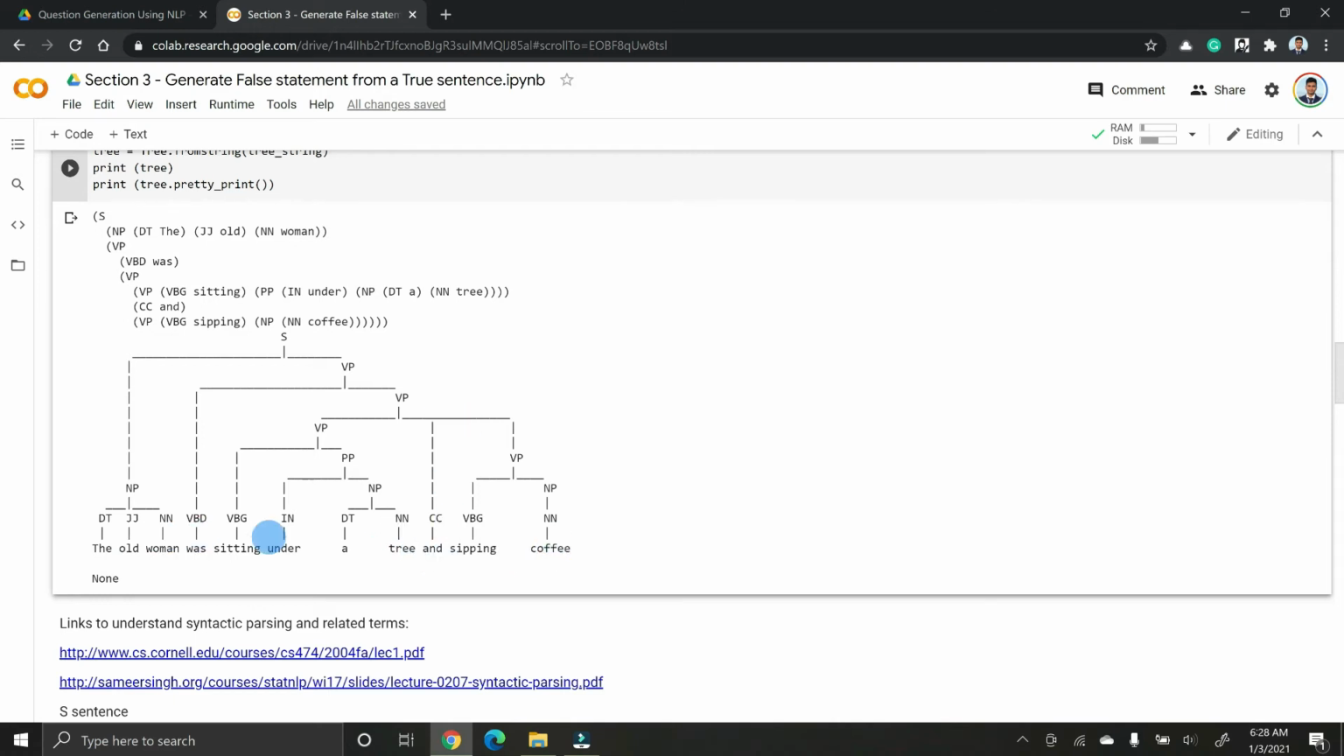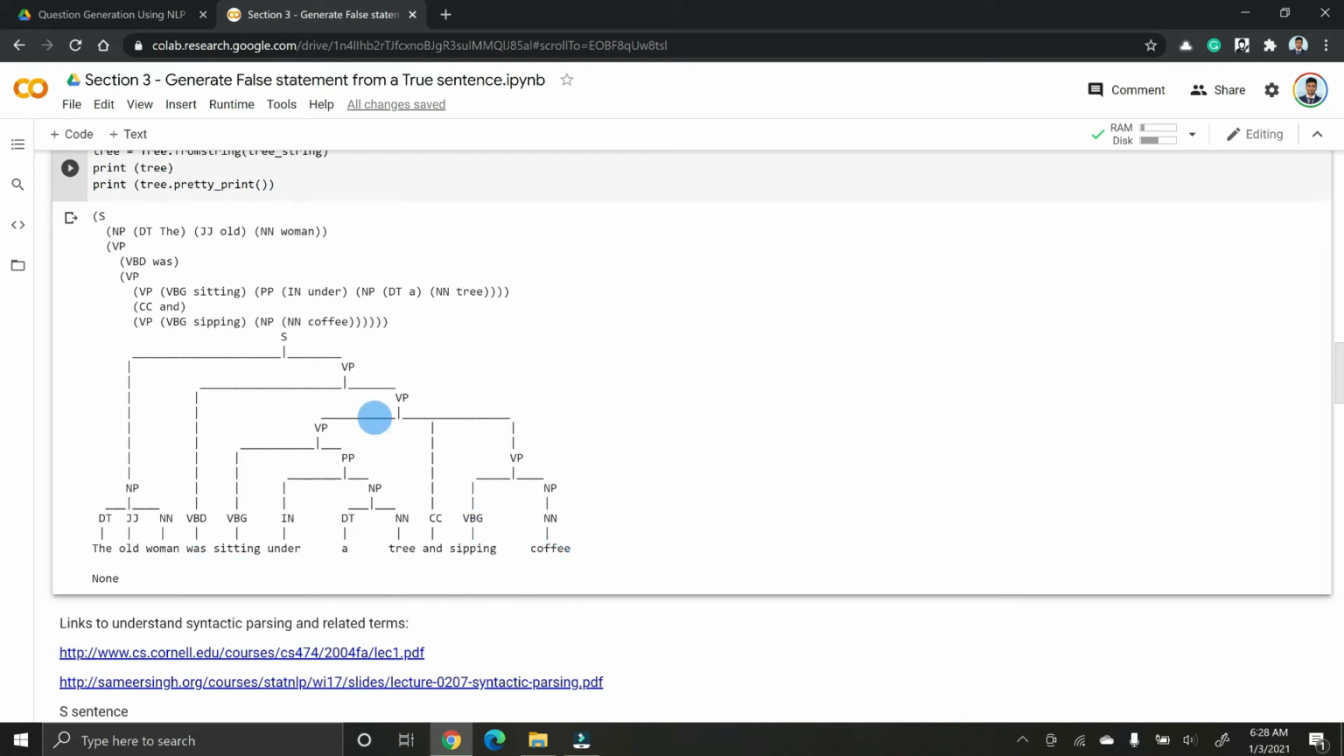actually in the form of a tree where you have the top level sentence, and under that you have first the noun phrase, the old man, and you have the whole verb phrase, which is was sitting under a tree and sipping coffee.